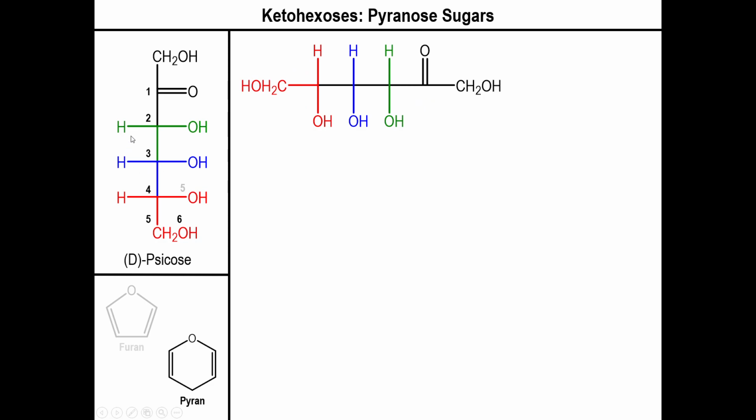All right, so what happens, just like before, all the H's in psicose happen to be on the left side of the molecule. By the time you push this towards the right, the H's are now pointing up. All 3 hydroxyls were pointing to the right. By the time you make it fall flat on its face, the hydroxyls are pointing down.